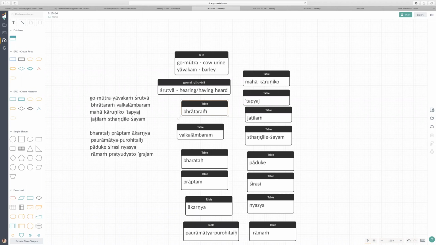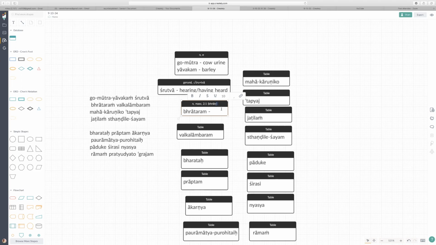So now next is bhrataram. Noun, masculine, second case, singular, from the noun bhratri. If you are studying noun endings, noun declensions, this is a very important group of nouns that end in that r.